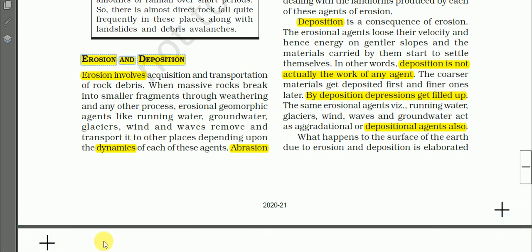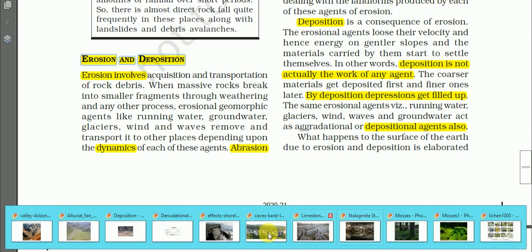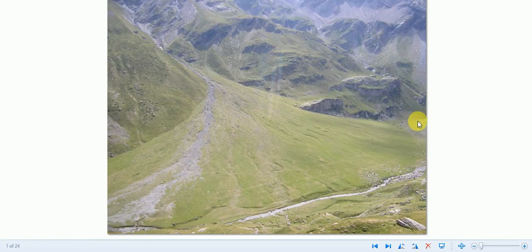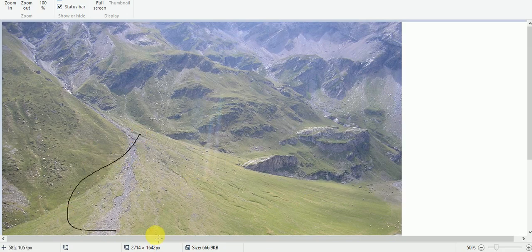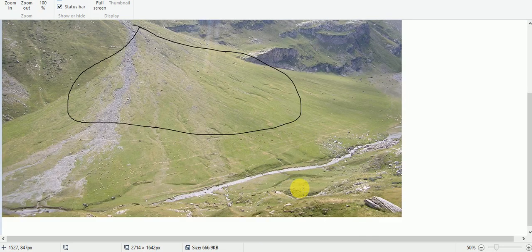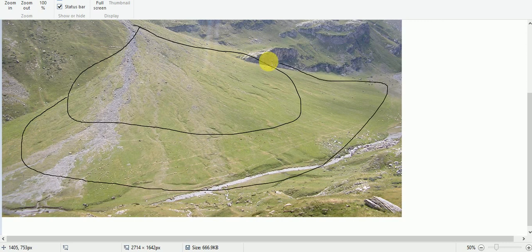Then about deposition, I think you are familiar with deposition also. So this is a photograph showing deposition. Here, this area shows deposition, okay, deposited areas. This is what we call an alluvial fan. It is formed at the foothills of mountains. So this is an example of deposition.